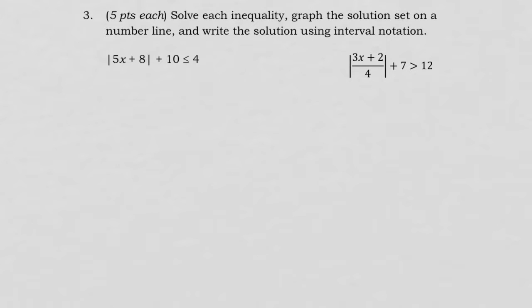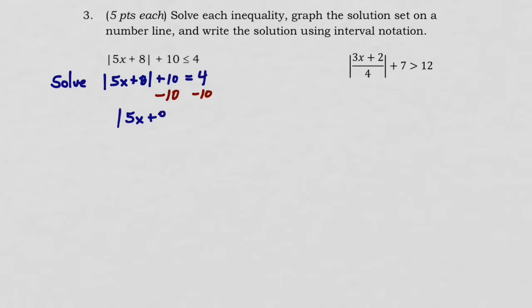In this next example, we can try to find the answer in a similar way. I want to start by solving the equation, the absolute value of 5x plus 8 plus 10 equals 4. And as we saw in an earlier example, we first need to deal with the plus 10 before we can deal with the absolute value signs. So let's subtract 10 from both sides, and we end up with the equation, the absolute value of 5x plus 8 equals negative 6.